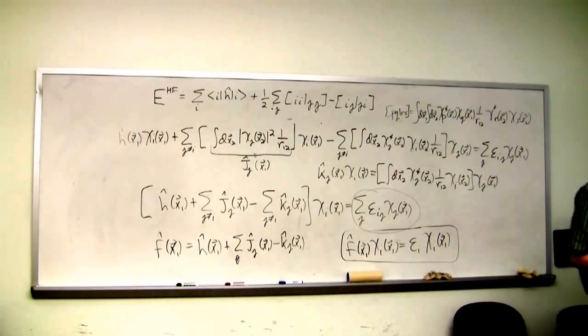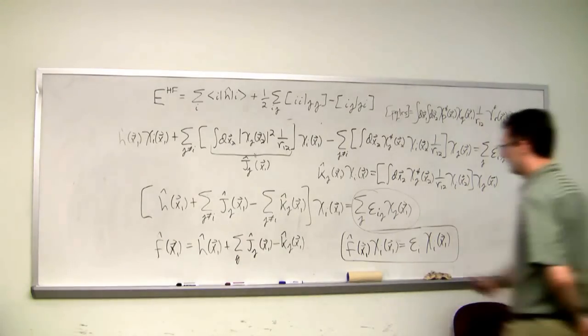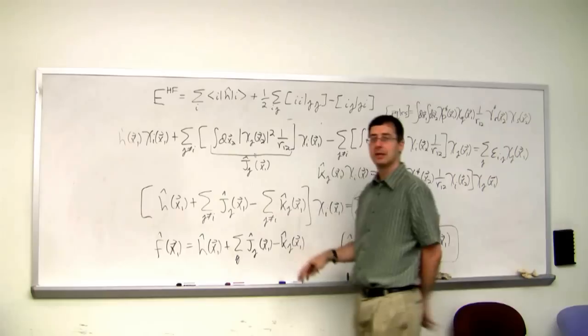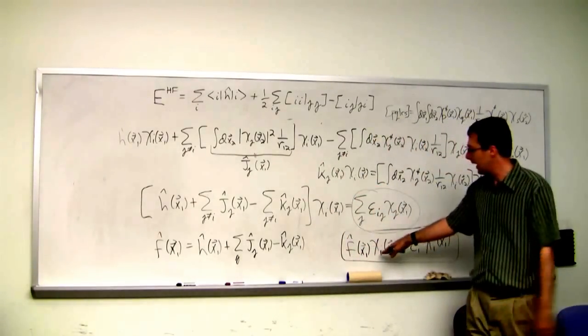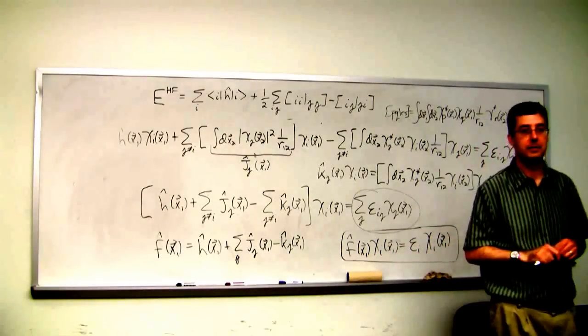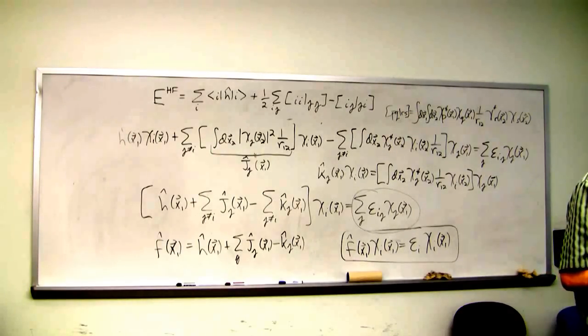If I write it that way, it looks pretty easy. The only complication is that this f operator hides the complexity of all these other little bits. But whatever, it's a complicated operator. Some operator acting on this orbital gives me the orbital back times an energy. Well, times a multiplier. It's going to turn out to be an energy.